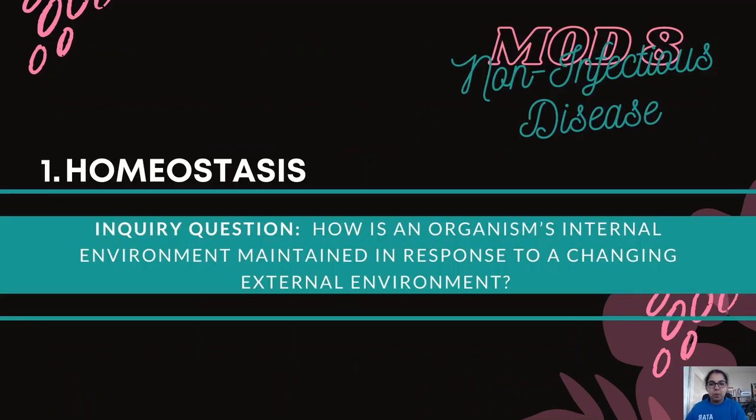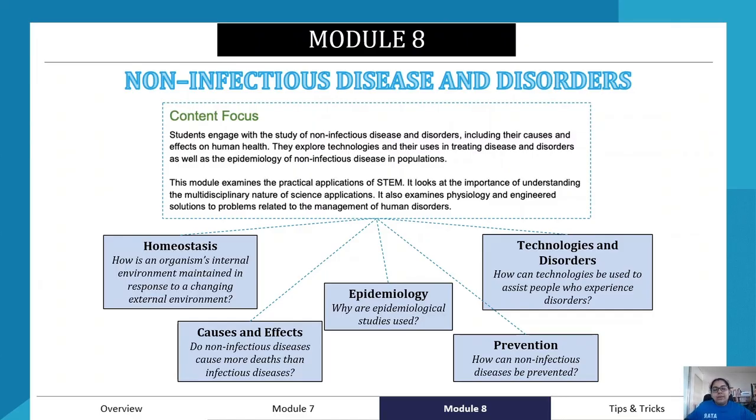Okay, awesome. So, what is homeostasis? That is the big question of Module 8. Now, the inquiry question is looking at how an organism's internal environment is maintained in response to a changing external environment. So let's have a look at what's happening here. Now, this module, there's a lot going on here. Firstly, the first point that we're looking at is homeostasis. We're looking at how an organism's internal environment is maintained in response to a changing external environment.